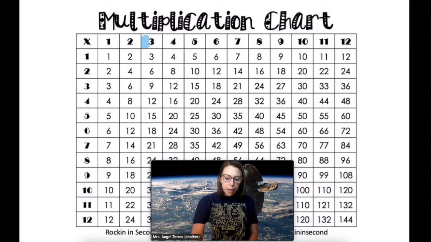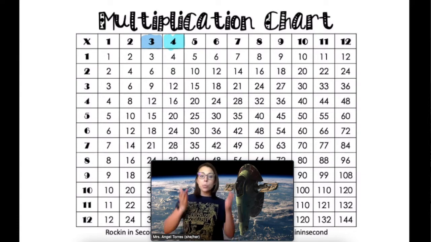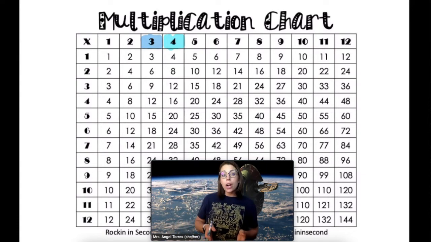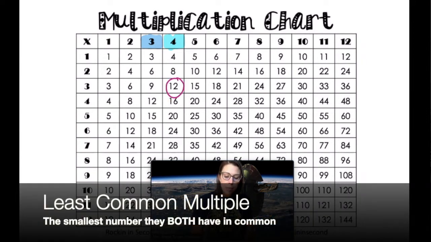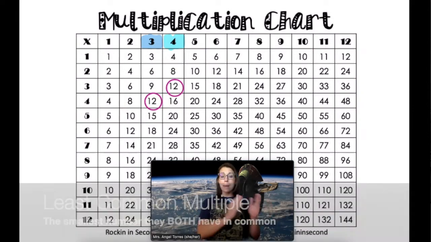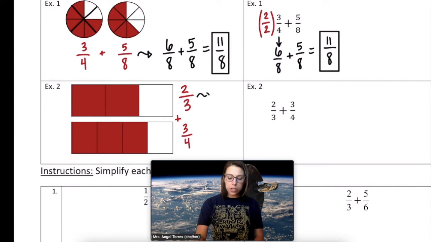So one of my fractions is in terms of thirds, the other one in terms of fourths. What I'm going to do here is work my way down the multiplication chart until I find a number they have in common. That's called the least common multiple, meaning that this is the smallest number that both 3 and 4 can be multiplied into. All right, so we have a new goal. I have to change my thirds into 12ths and my fourths into 12ths.